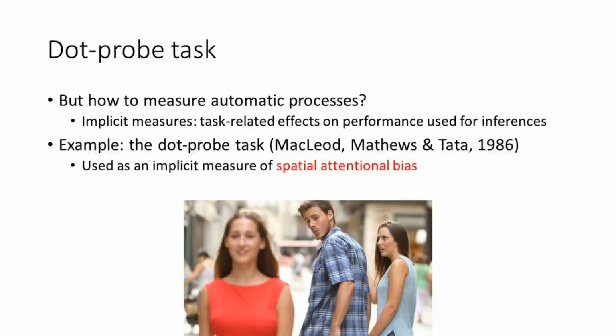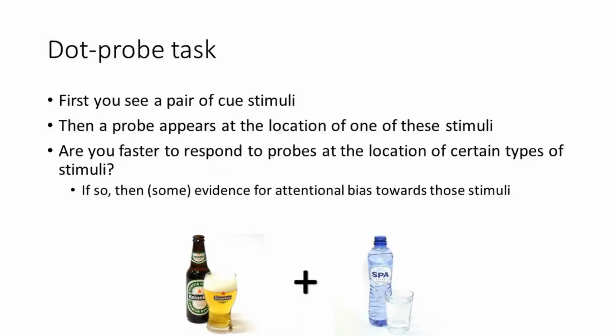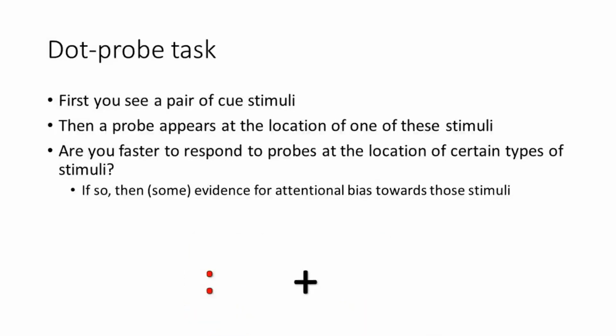To measure that, we have a very simple kind of task. The trials of the task start off with a pair of cue stimuli. In this case, we have a bottle of beer and some water. The question is, if a probe stimulus that you have to respond to appears at the location of the beer versus the water, are you then faster? So if this happens, this is one kind of probe, and I have to respond to that. What if it had appeared at the water location? Would I have then been slower on average to respond to it? If that's the case, then you could say it seems like your attention was already drawn towards that one kind of stimulus, and therefore you have an attentional bias.